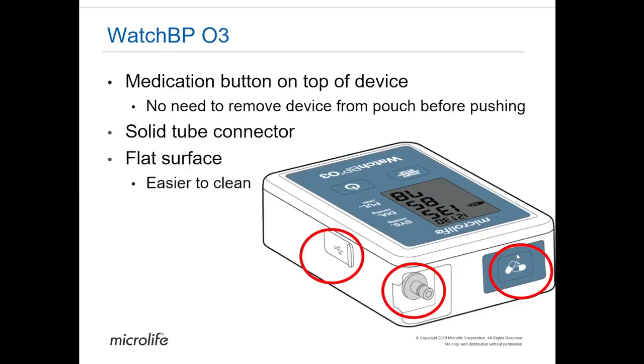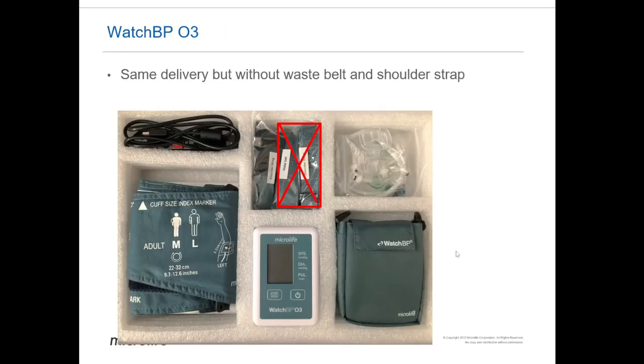And here you can see the pill button that I'm talking about, already 3 slides long. And the tube connector is more solid. It's a metal connection on top of the device, and also the USB port can be closed, and this all makes it easier to clean with, for instance, alcohol liquid, so it prevents the fluid from dripping into the device.